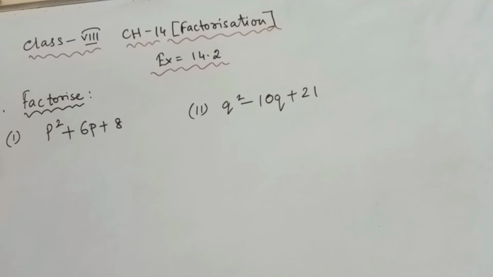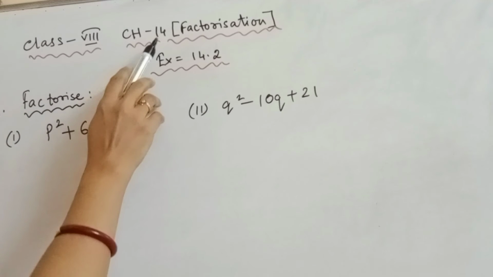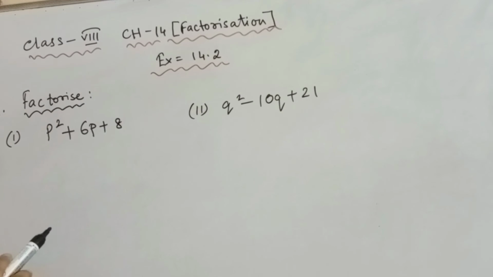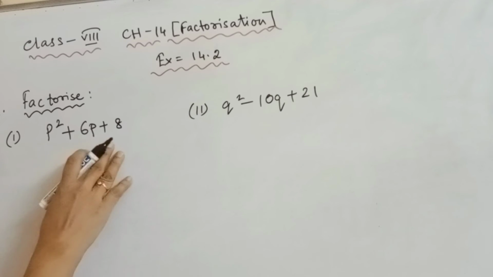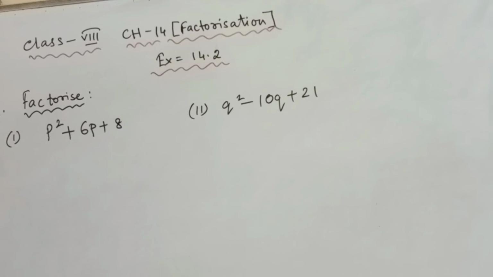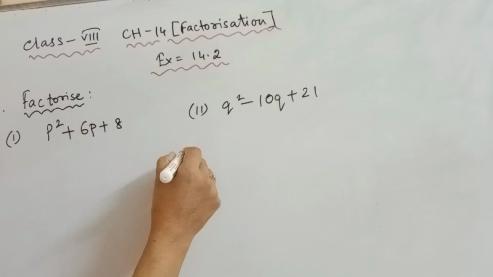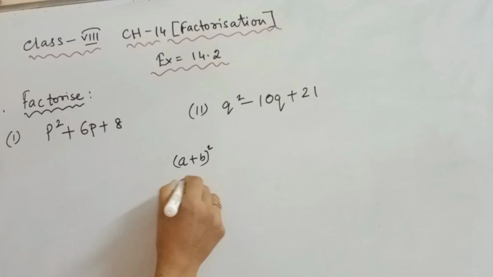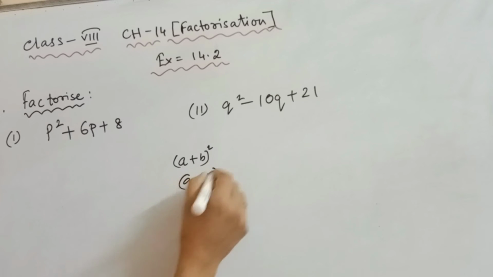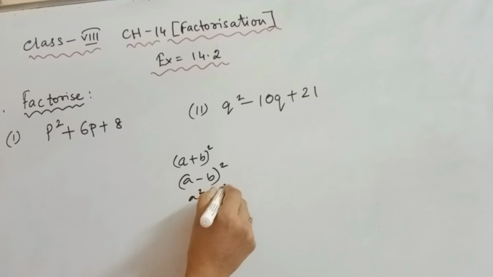Today we will do exercise 14.2, question number 4, factorize, chapter 14. Now, in this kind of question, look at this question, p square plus 6p plus 8. We have seen that before, we have completed so many sums that fit in this identity: a plus b whole square, or a minus b whole square, or a square minus b square.